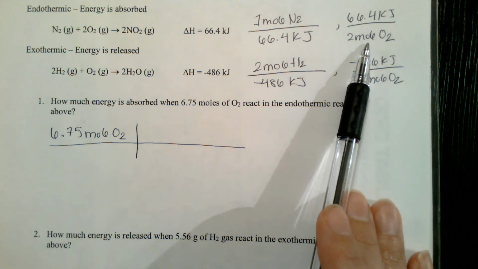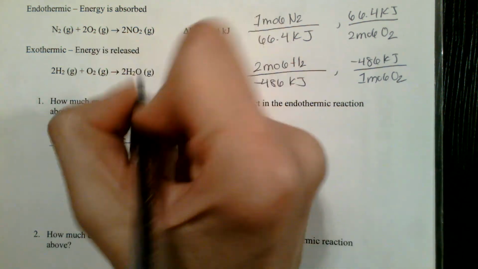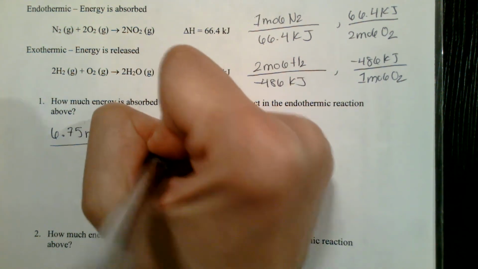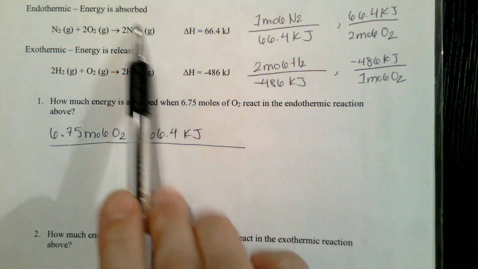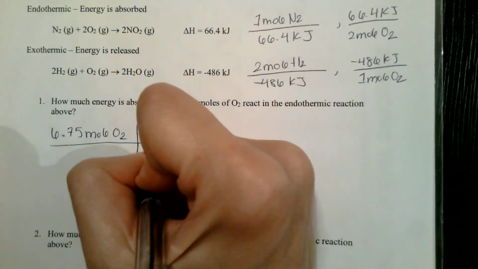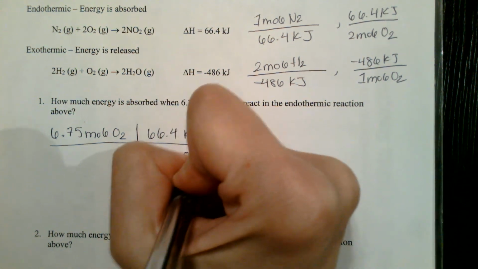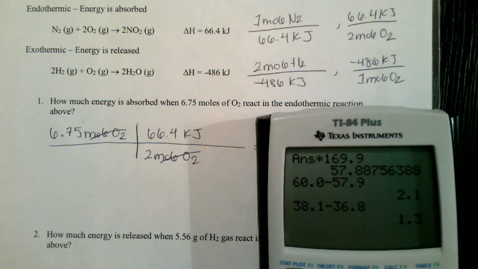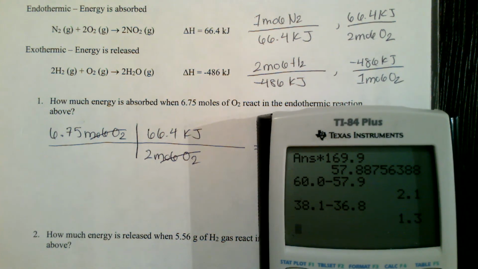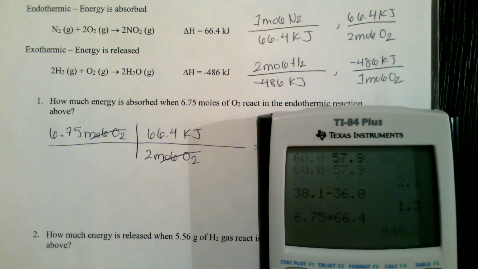So I have this one actually written out for us here. We're solving for energy, so we want that in the numerator. So we have the 66.4 kilojoules of energy, and when that reacts, it requires 2 moles of O2. So moles of O2 cancel, and we're left with the energy that would be required for this reaction. So 6.75 times 66.4 and then divided by 2.